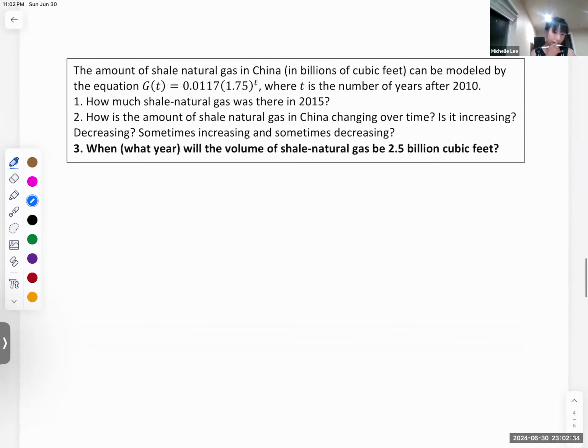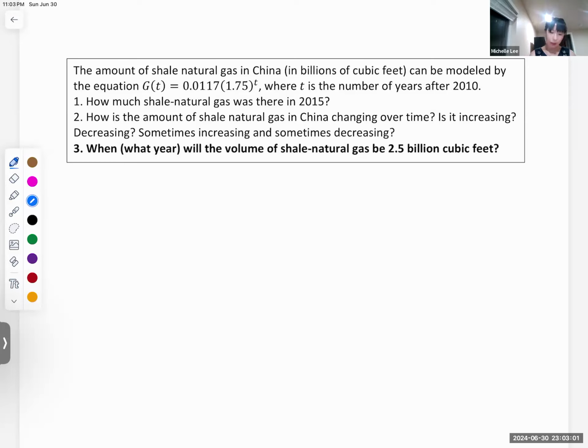So they say that the amount of shale natural gas in China, in billions of cubic feet, can be modeled by the equation g of t, where t is the number of years after 2010. How much natural gas was there in 2015?